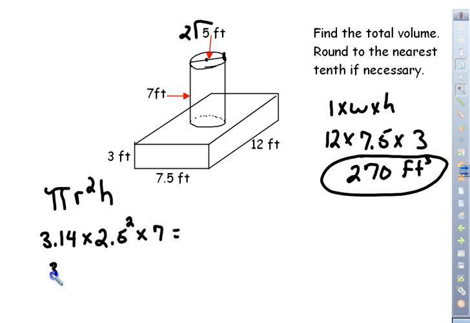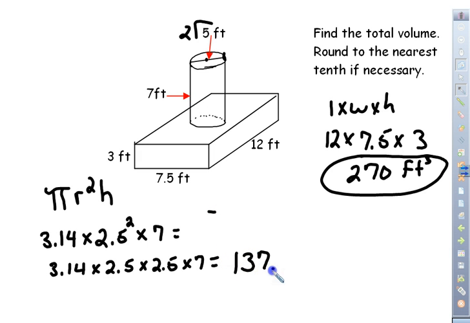So again, if we want to rewrite this so that you are seeing exactly what you are multiplying together, it's 2.5 times 2.5, or 2 5/10, times 7. So 3.14 times 2.5 times 2.5 times 7 is going to equal 137 and 375 thousandths. And again, that is cubic feet.